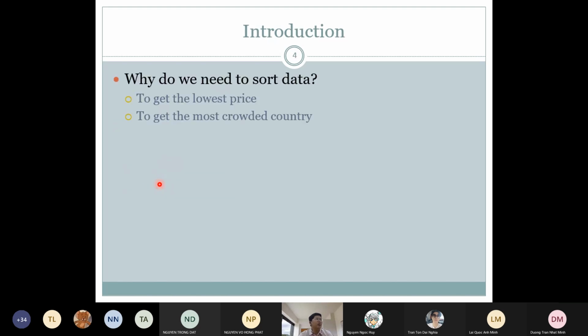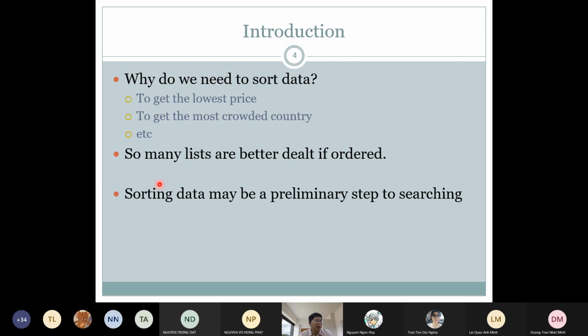As you know, we need to sort the data because we want to get the lowest price, or something like that, meaning the max and the min in O(1). O(1) is totally different from O(n). And we have the preparation for the searching.